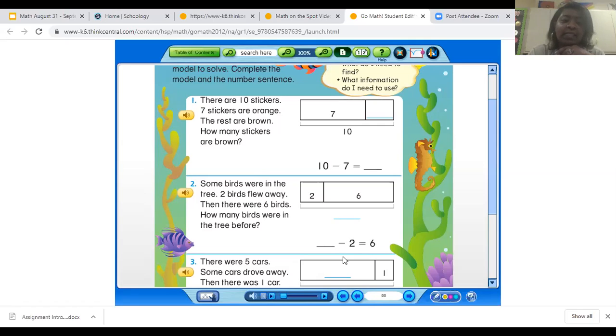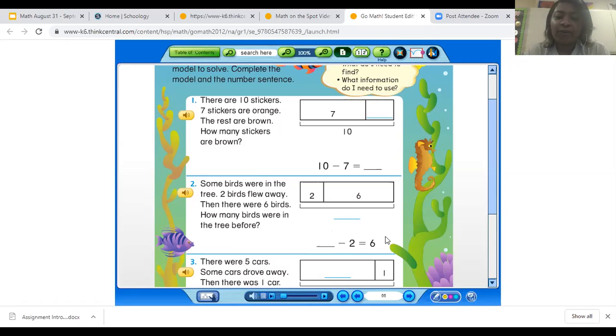So let's see if it makes sense. There were 8 birds. So I'm going to draw my 8 birds. 1, 2, 3, 4, 5, 6, 7, 8. So I have my 8 birds. 2 of those birds flew away. 1, 2. I just put an X over them. Then there were 6 birds. Let's see if I have 6. 1, 2, 3, 4, 5, 6. I do. So I just checked my work. So right here, the number 8 goes here, and the number 8 goes right there again, okay? So there were 8 birds in all.